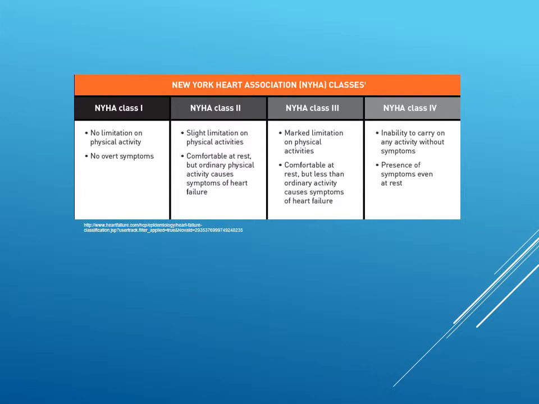With Class 1, there's no limitation on physical activity and there are no overt symptoms. With Class 2, there's a slight limitation on physical activities. The patient is comfortable at rest but ordinary physical activity can cause symptoms of heart failure. With Class 3, there's a marked limitation in physical activities. The patient is comfortable at rest but less than ordinary activity causes symptoms of heart failure. With Class 4, they have the inability to carry out any activity without symptoms, and with this patient, you have the presence of symptoms even at rest.